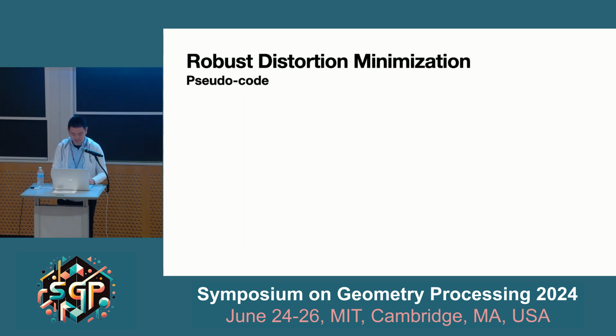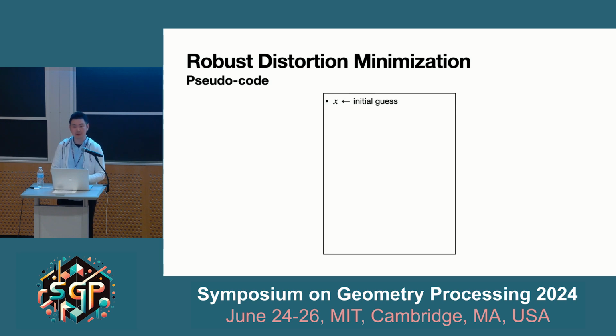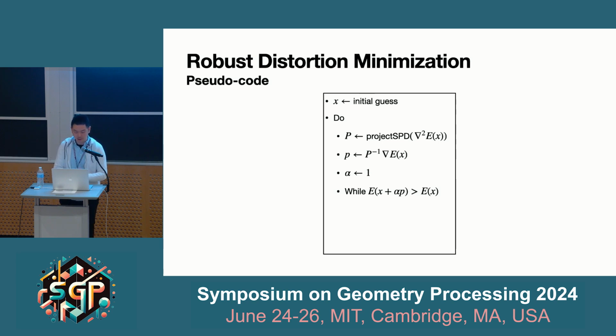So if we briefly look at the pseudocode of the robust distortion minimization, we first find an initial guess to start with, and then we start the Newton loop by first computing the SPD version of the Hessian matrix, and then compute the search direction, and initialize our step size to 1 to perform the line search to find a point with lower energy. And here, there's another loop that continues when the new energy is larger than the previous energy. And we always halve the step size if this happens until we find a new point where the energy is smaller than the previous energy. And we update this estimate and start over, until we converge to a sufficiently close point to the local minimum. So this is the robust distortion minimization algorithm.